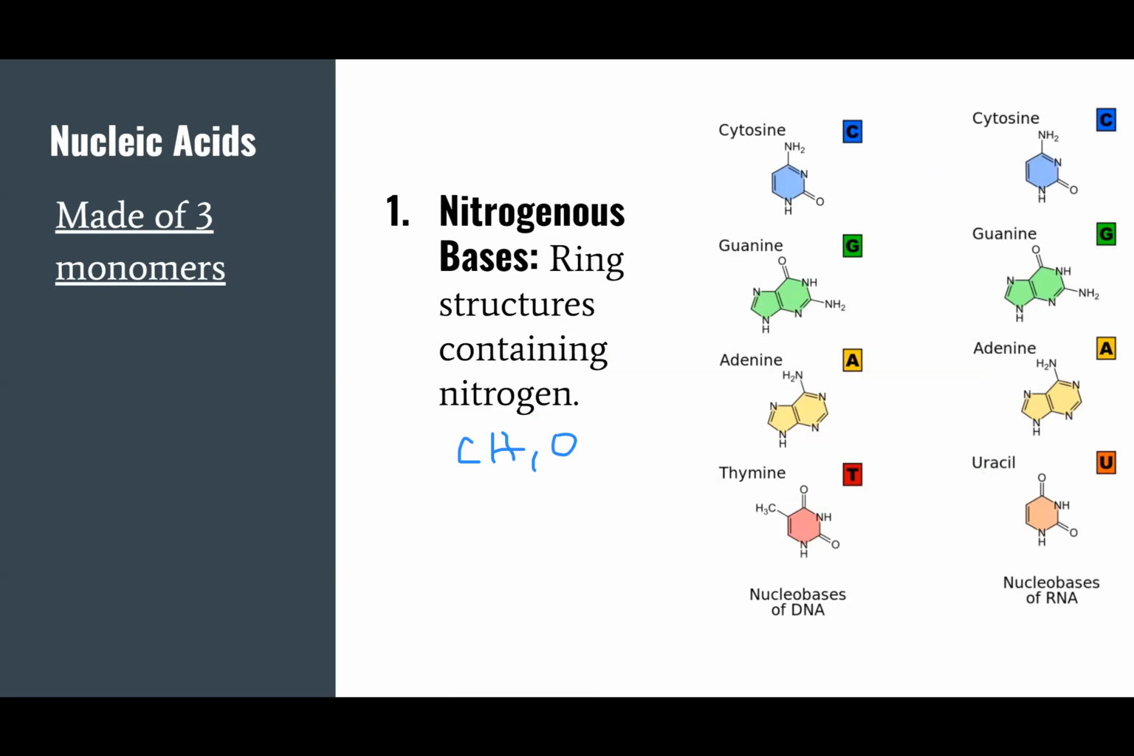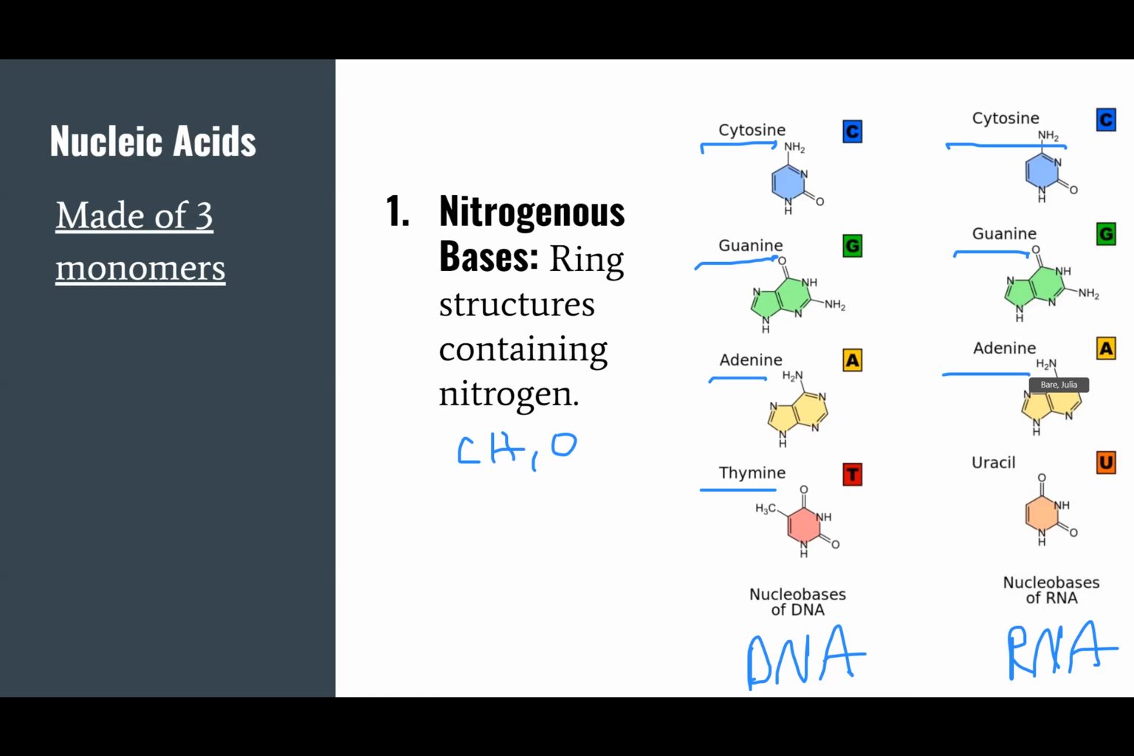There are 2 different larger structures that these nitrogenous bases are going to be a part of. They're either going to be a part of DNA or they're going to be a part of RNA. Again, hopefully you guys remember this from your general biology classes. DNA is going to contain cytosine, guanine, adenine, thymine. RNA is going to contain cytosine, guanine, adenine, and uracil.